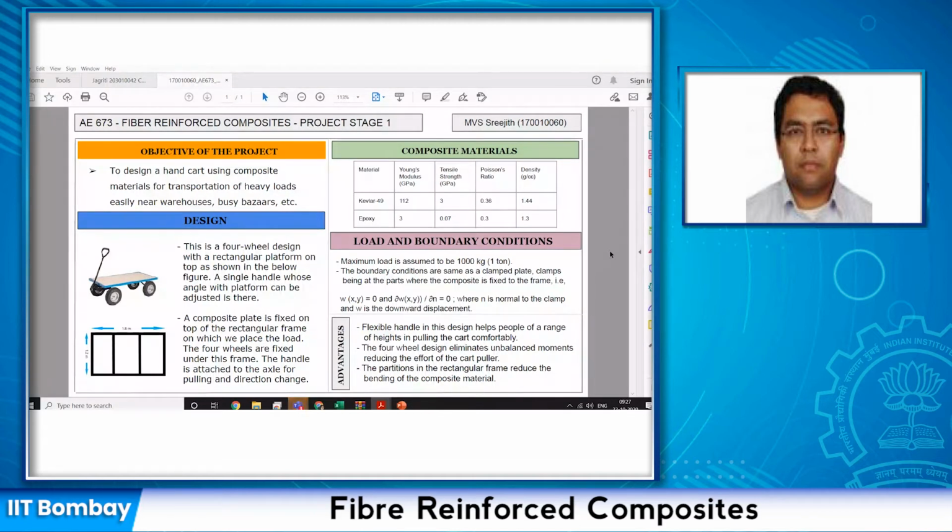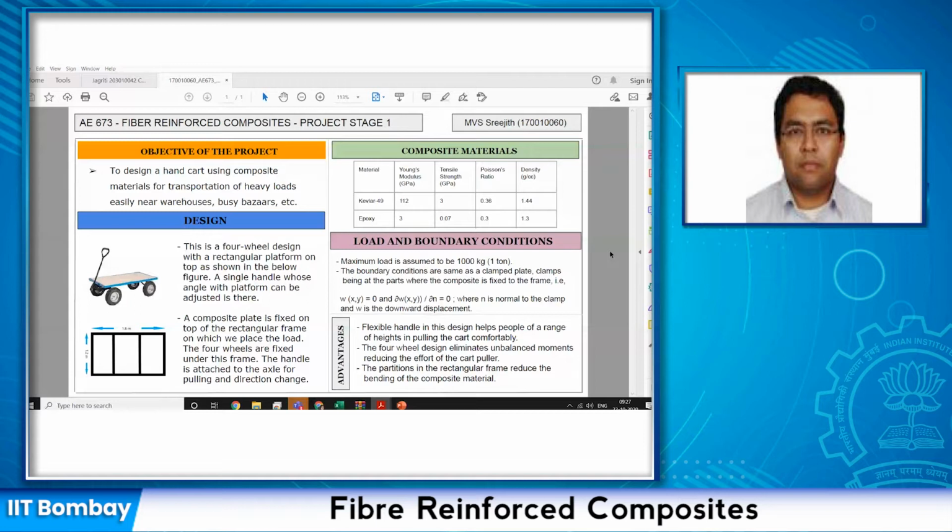So there will be W x y is equal to 0, and del W by del N is equal to 0, where N is the normal to the clamp and W is downward trend. And advantages of this model will be the flexible handle will be comfortable for everyone, for a wide range of heights of people. So you can just adjust the height so that when you are pulling, it is very comfortable to you. And in the two-wheel design, the person has to balance the movement. So this four-wheel design will reduce that effort for the person.